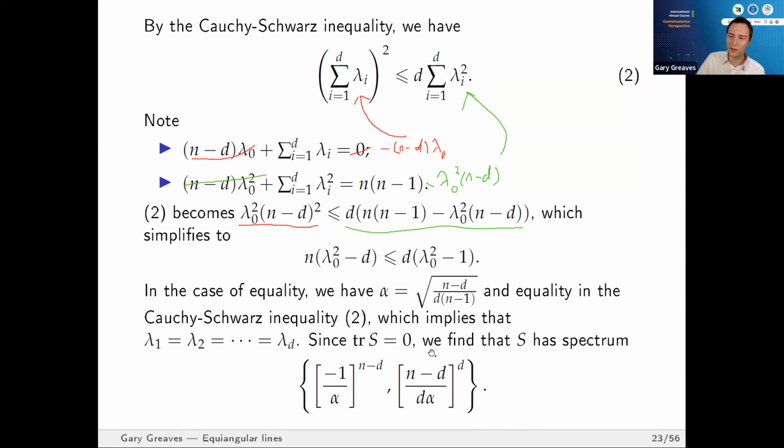And now we can use trace of S is 0, and that will tell us what our lambda i's should be equal to. So you use this equality, and then you end up with just two values. You have your lambda 0, and you have your lambda 1, which is equal to lambda 2 up to lambda d. And these are your two eigenvalues. So these are explicitly worked out values, but importantly, there are just two values here.